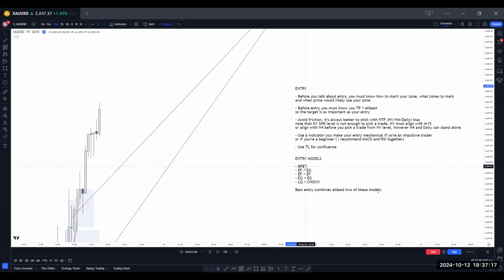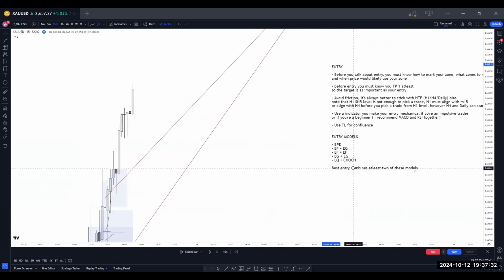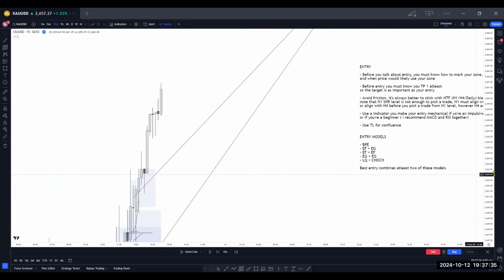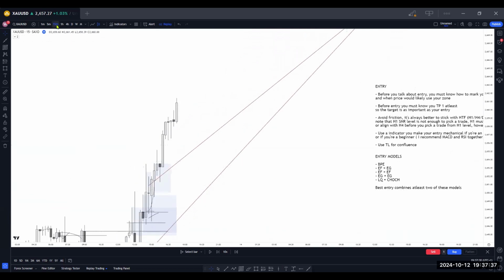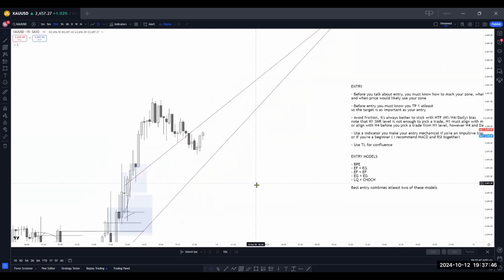So you get a BPE, or you get an EFG setup, an engulfing field engulfing setup, or a double engulfing field, or double EG, or you can get a liquidity raid and change of character. Like I said, the best entry can combine any of these two. Most times you'd almost always see a BPE and any of the other ones. So let's see. Okay, and that's where price ended.